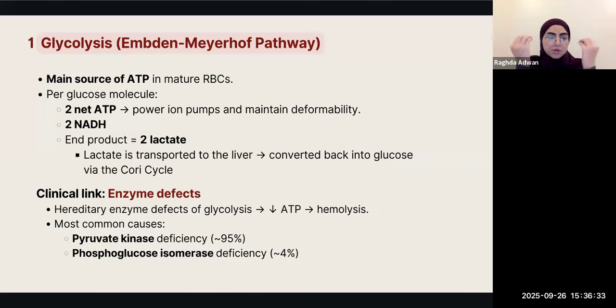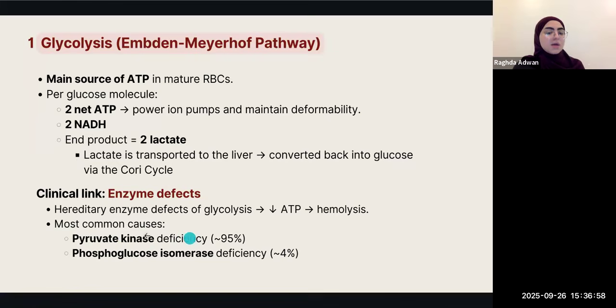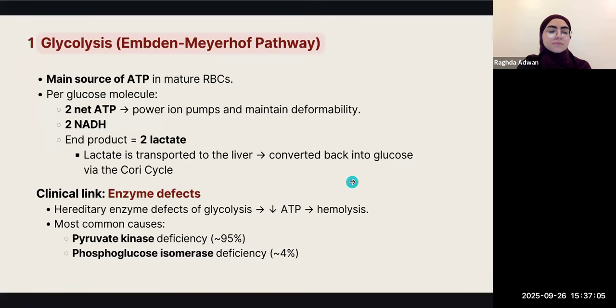This is what I want you to understand. All of these are chemical reactions. Chemical reactions are run by enzymes. If the enzymes are defective or deficient, you're not going to be able to produce ATP in this pathway. If you don't produce ATP, you are going to have a problem, hemolysis. Which enzymes most commonly in glycolysis? There's two of them. Most of the deficiencies are the pyruvate kinase deficiency. The other one is phosphoglucose isomerase. I think this is the one that you should memorize if you were to memorize one of these names.